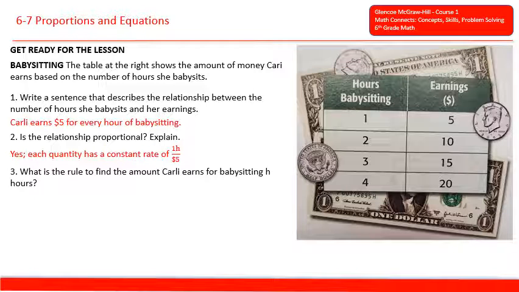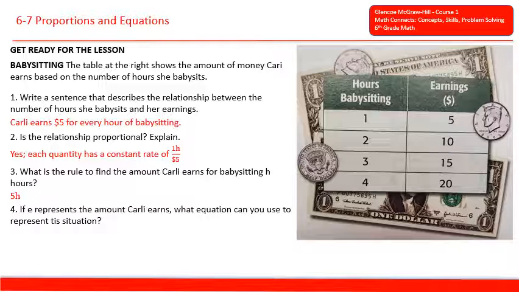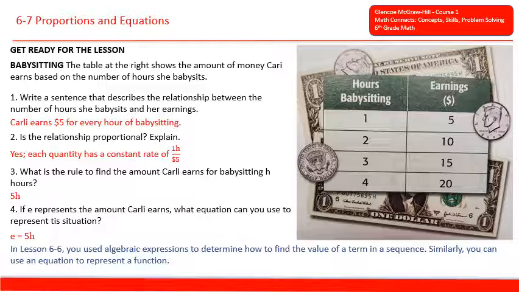What is the rule to find the amount Carrie earns for babysitting in hours? 5H. So it's $5 times the number of hours, 5H. If E represents the amount Carrie earns, what equation can you use to represent the situation? E equals 5H. So earnings equals $5 per hour. In lesson 6.6, you used algebraic expressions to determine how to find the value of a term in a sequence. Similarly, you can use an equation to represent a function.